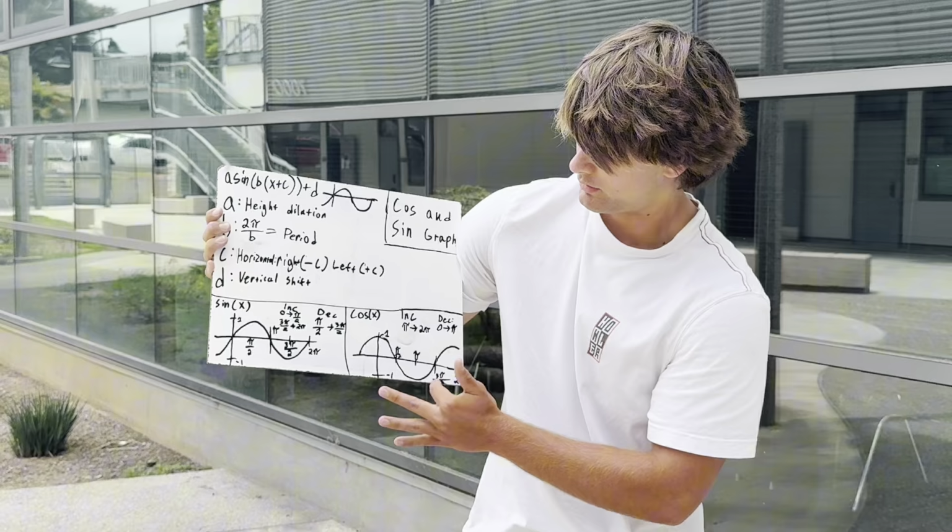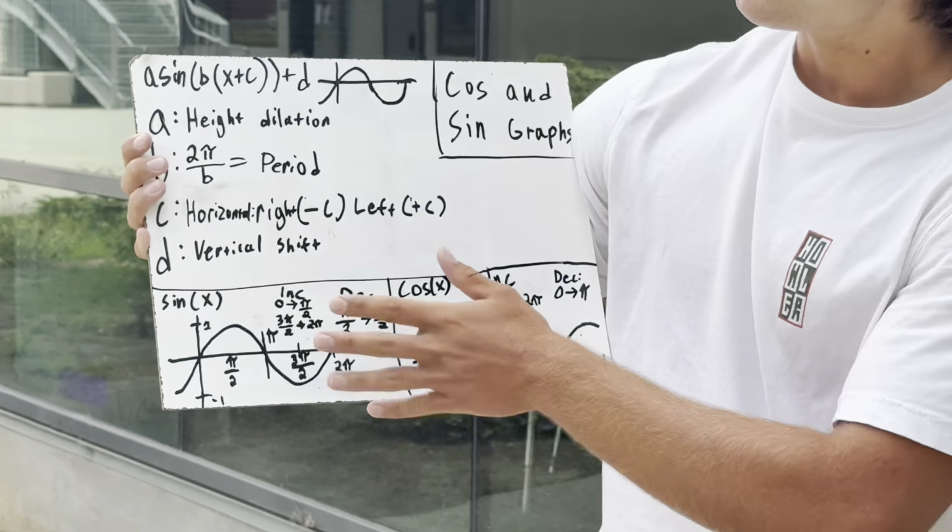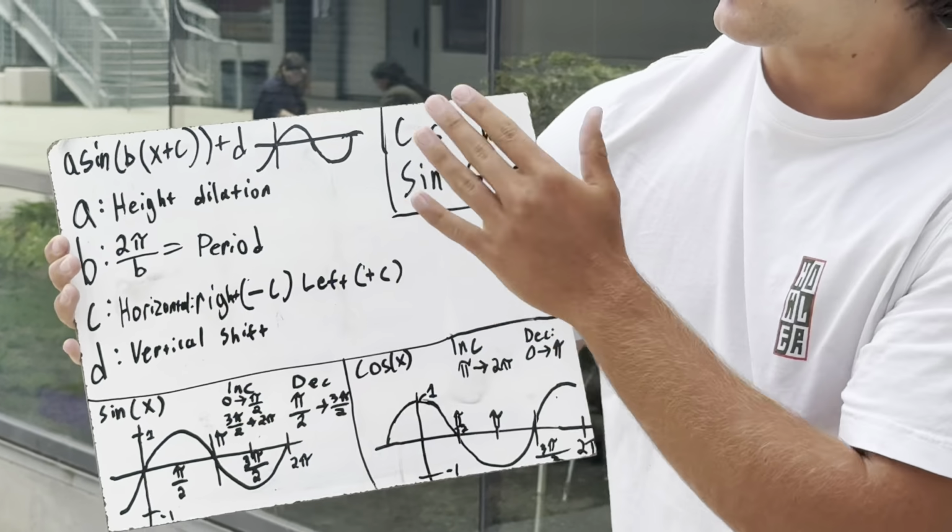So what all of those mean, which you're probably wondering, is a is going to be our height dilation. Basically, instead of being 1, if we multiply it by 2, for example, as the a, it is going to become 2 higher. So instead of being 1 right here, that will be a 2. These are our basic graphs for cosine and sine. Sine starts at the midline right there on the 0, and then our cosine starts up at 1, goes down, goes back up. Cool.